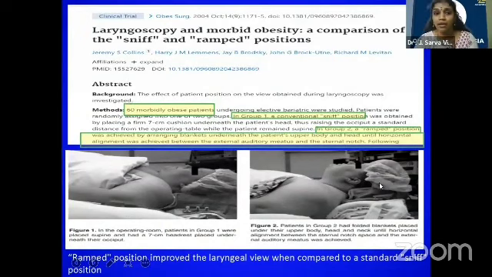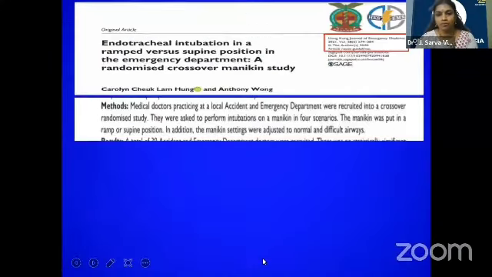The first study regarding the ramped position was done by Collins, titled laryngoscopy and morbid obesity: a comparison of the sniff and ramp positions. Here he studied these outcomes in 60 morbidly obese patients, and he grouped them into two. In group 1, they assumed a conventional sniff position. In group 2, they were placed in the ramp position. The result was that the ramp position showed an improved laryngeal view when compared to the standard sniff position. This was the first study ever done comparing the ramp versus the sniffing position.